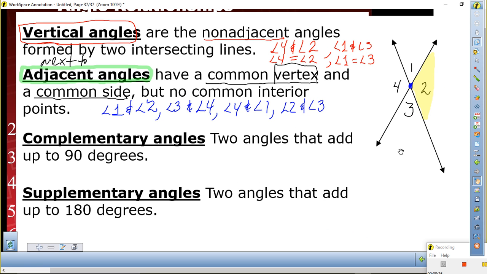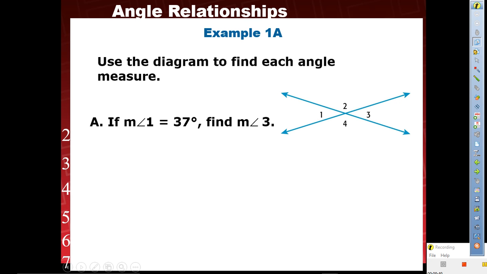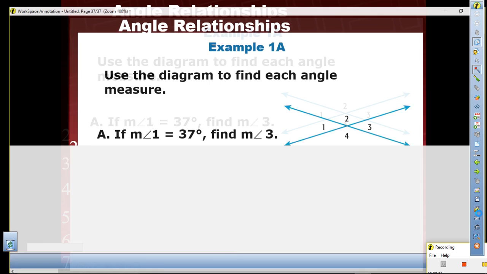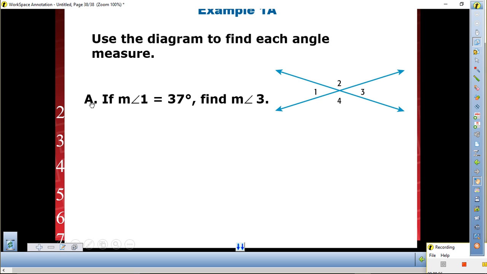Ready? Okay. With that said, example 1A. Write this down, please. Example 1A. Use a diagram to find each angle measure. So you're writing, if measurement of angle 1 is 37 degrees, find measurement of angle 3. This is the diagram that they give us.